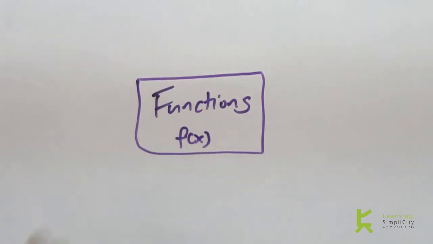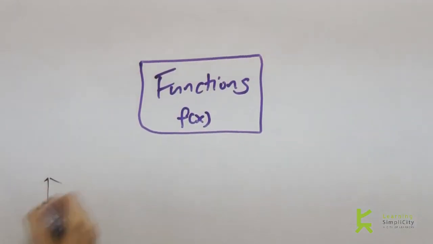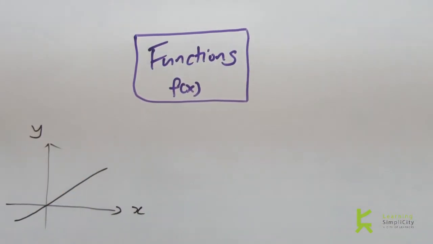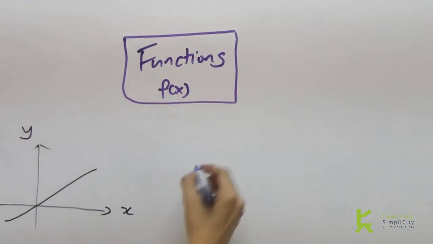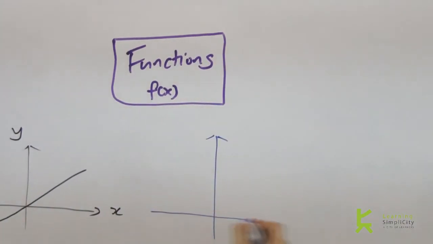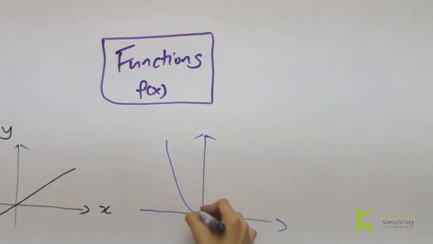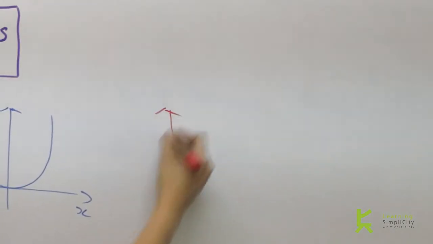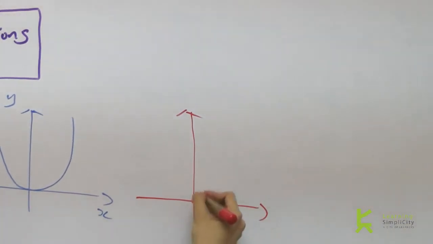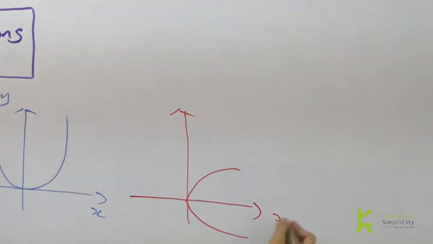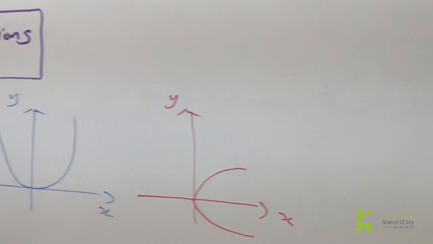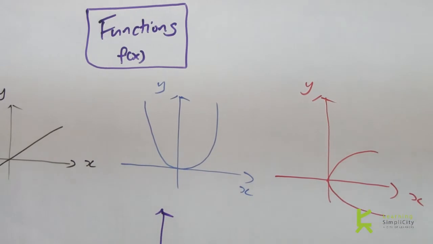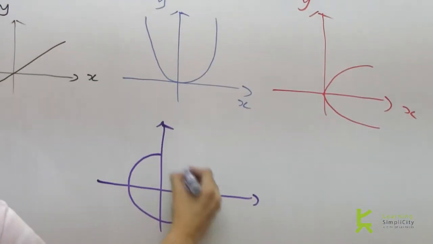For this topic of function, first of all, let's discuss the existence of a function, or what defines a function. For the first graph, I've drawn a graph of y equals x. For the second graph, I've drawn the graph of y equals x squared, and this is a parabola. Next, we have another parabola, y squared equals x. The last graph that I've drawn is the graph of a circle. The equation is given to be x squared plus y squared equals 1.